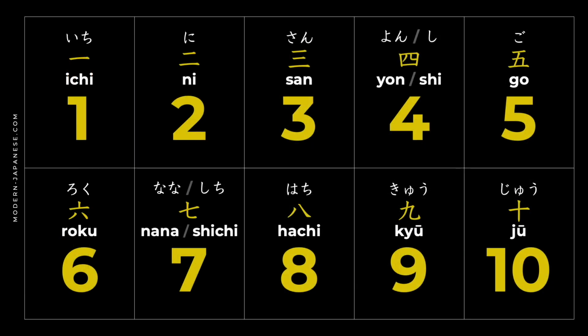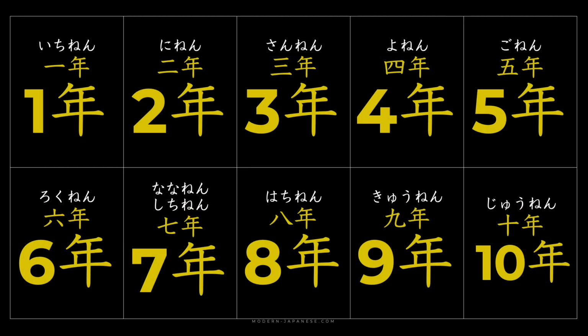Next, let's review the numbers to jog your memory. Can you confidently read and write all of them? If you find it a bit challenging, consider revisiting the Lesson 1 video to reinforce your understanding of the numbers. Let's say 1 to 10. 1, 2, 3, 4, 5, 6, 7, 8, 9, 10. Now, let's incorporate the kanji nen.